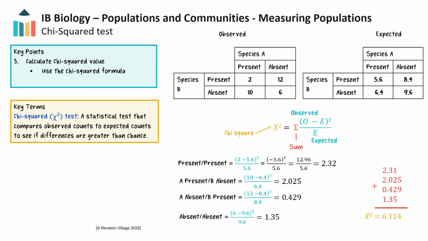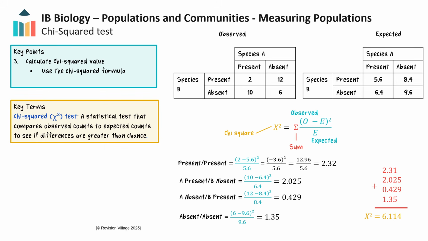Now we can calculate the chi-square value. The chi-square value compares how different our observed data is from the expected values of our model that says there's no association. The chi-square formula is the sum of the observed values minus the expected values, squared, divided by the expected value. We would do this for each category. So let's do this first one together. For both species being present, the observed value is 2 and the expected is 5.6. So when we plug that into our formula here, we get (2 minus 5.6) squared divided by 5.6.